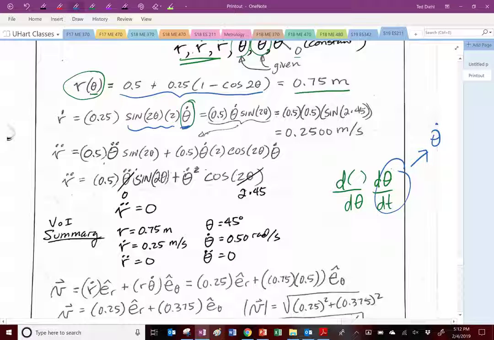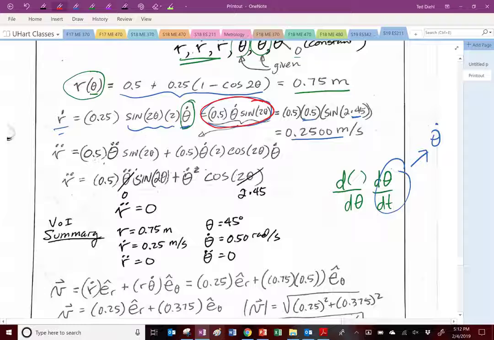We get it in this form that's still in terms of theta, but we could also plug in the 45 degrees and the known theta dot, and now we have the value for r dot. Now we take the derivative, or well, we take the angular derivative of this, and once again we need to do that theta dot trick.